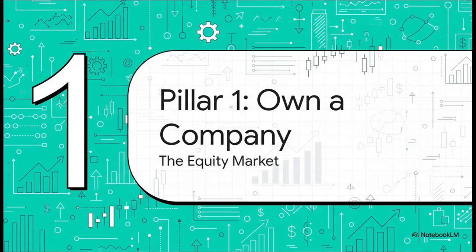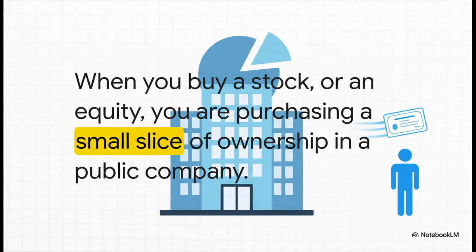Okay, let's start with our first pillar, the one most people are already a little bit familiar with: equities. You probably know it by its more common name, the stock market. Yep, that's it. It really is that simple. When you buy a stock or an equity, you are literally purchasing a tiny slice of ownership in a public company. Could be Apple, could be Tesla, could be anyone. You become a part owner.